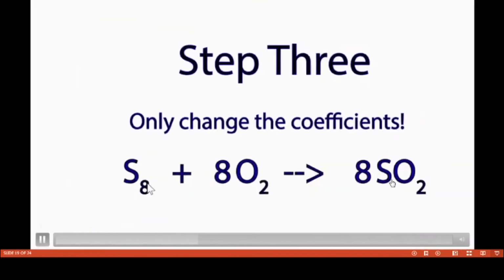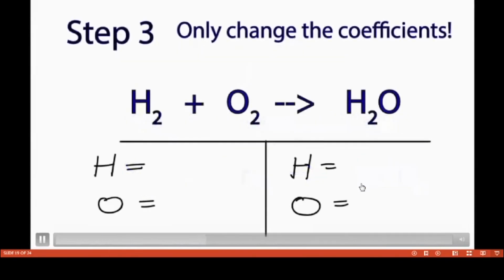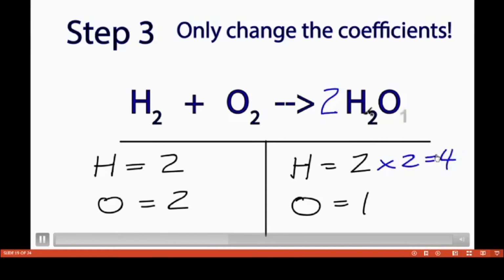Step number 3: only change the coefficients, not the subscripts. See here hydrogen 2, oxygen 2, and here hydrogen 2, only one oxygen. So you have to change the right hand side. If you add 2 here, 2 2s are 4, now hydrogen will be 4 but oxygen 2. Now oxygen will be balanced, 1 2s are 2.